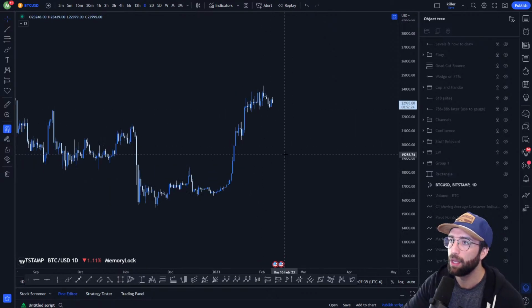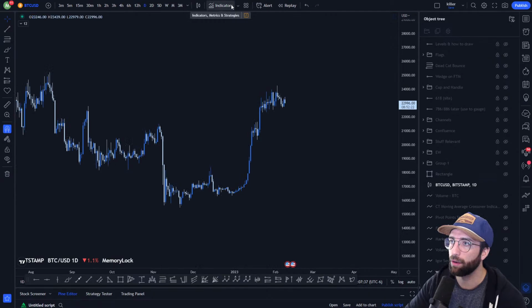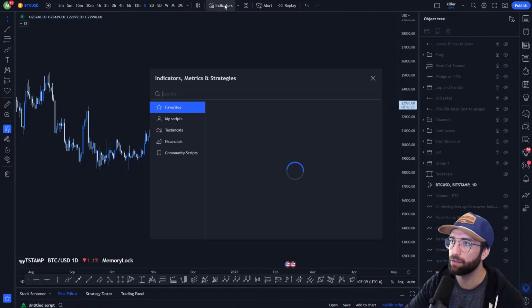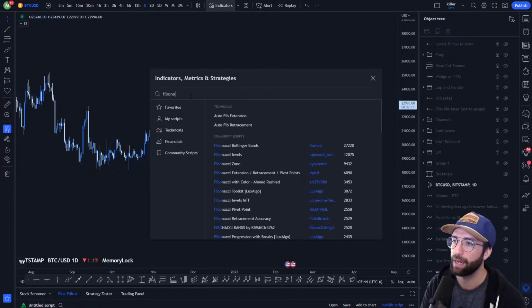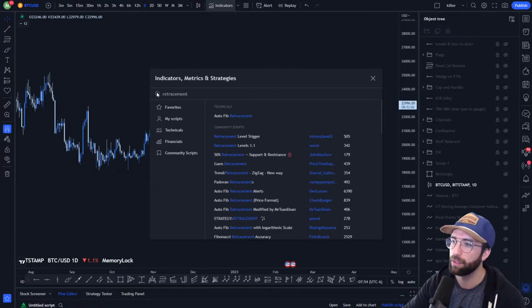Okay. So first things first, go up to indicators and type in Fibonacci, and you would find the Fibonacci retracement tool. This seems different. I don't know if they updated. Let's just try retracement. Yeah, they must have done some updating. So I'm not using this one. Mine's a little bit different. I wonder if it's still the same thing technically.